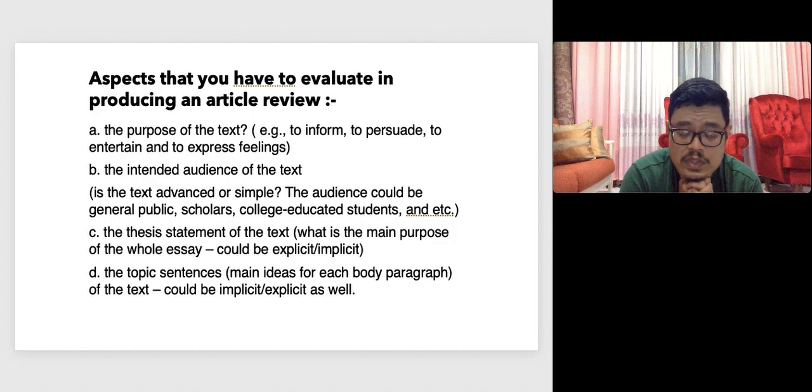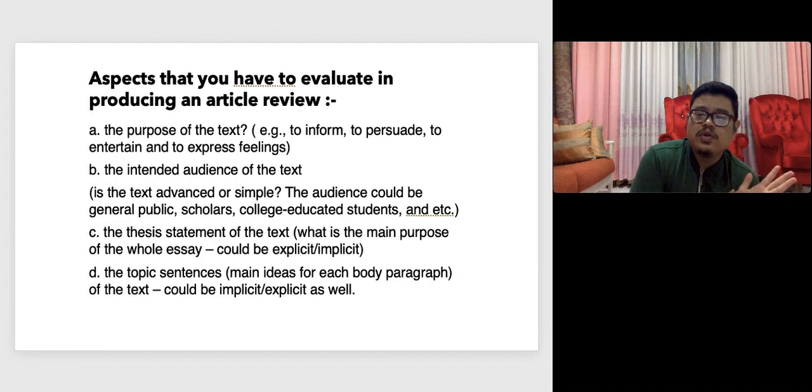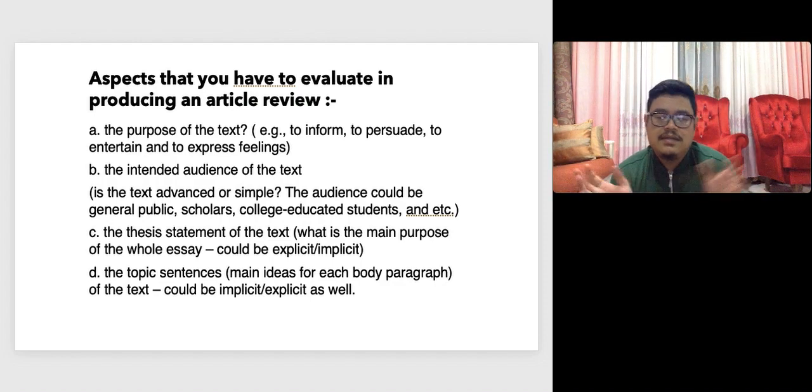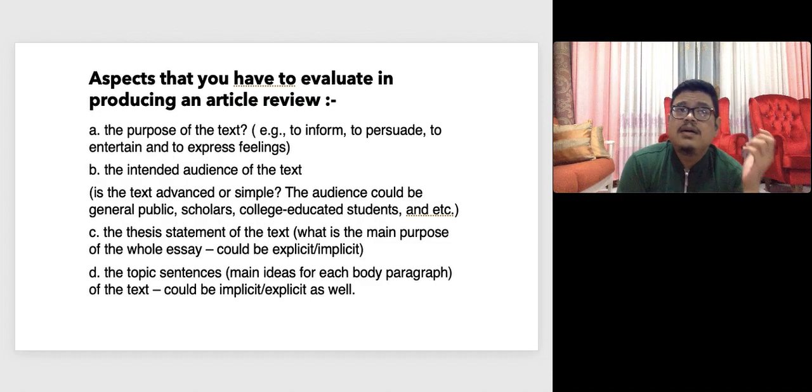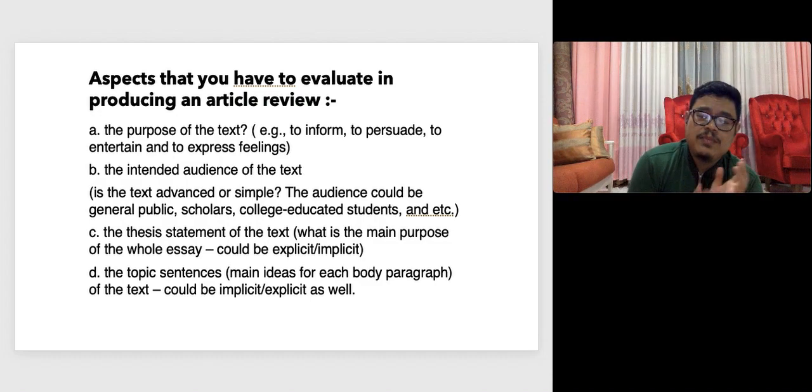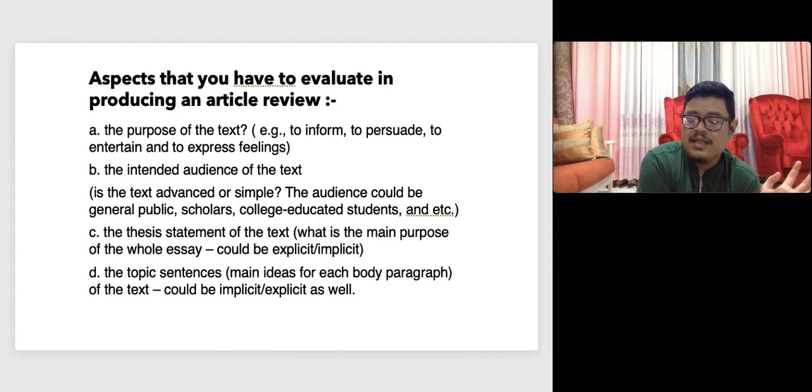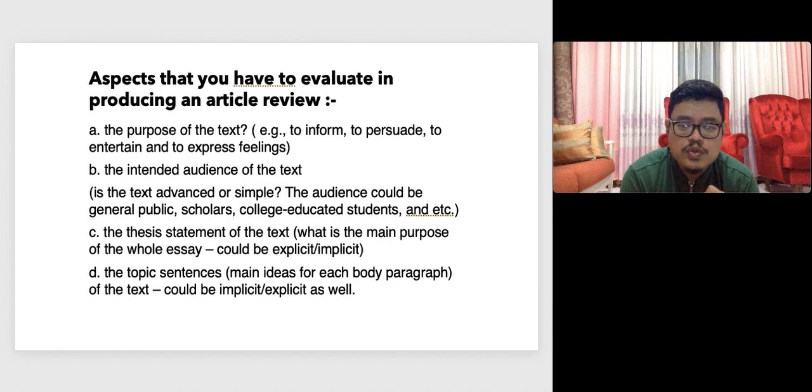Okay, the next aspect that you have to mention is the intended audience of the text, right? So, who do you think the audience of the text is, right? So, how to evaluate is you have to see the level of the text, right? Is it an advanced text or is it a simpler text, right? So the audience could be general public, scholars, college educated students, and so on and so forth, right? So of course, for scholars, the text would be more advanced. There would be more technical language in the text, right? As opposed to general public, the text would be simpler.